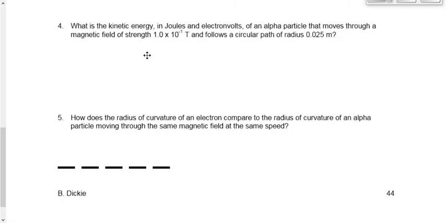We don't actually care what the radius of the electron is. We care what the radius of its path is. We know that when a charged particle moves through a magnetic field perpendicular to that field, it will move in a circle. There will be a radius associated with that circle. We want to compare the two radii that we have here, of an electron going through a magnetic field and an alpha particle going through the magnetic field.